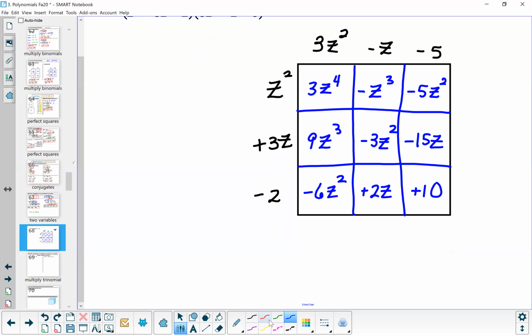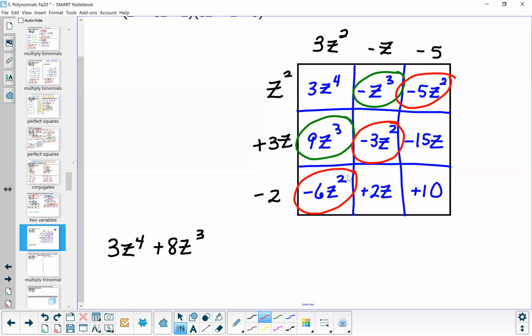So starting with the 3z to the 4th, there's no other like terms, so I'm just going to write that. Then we have our z cubed terms. Simplify those, 9 and minus 1, so that's plus 8z cubed. Then we have our z squared terms. So -6, -3, and -5. So that's going to be -12z squared. And I think I might have made a mistake earlier on that.